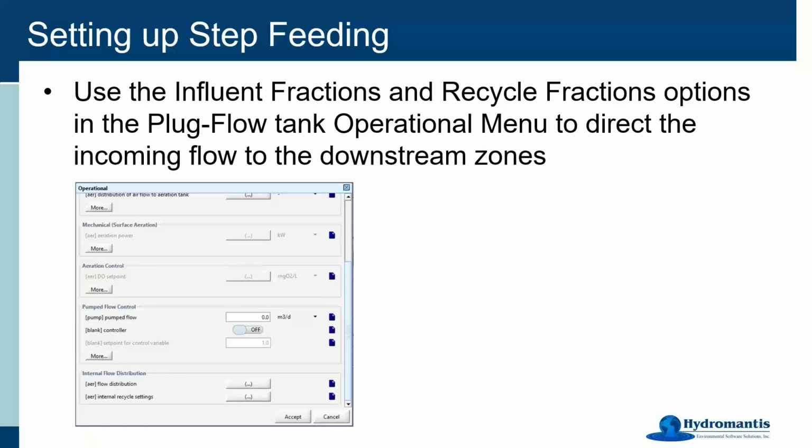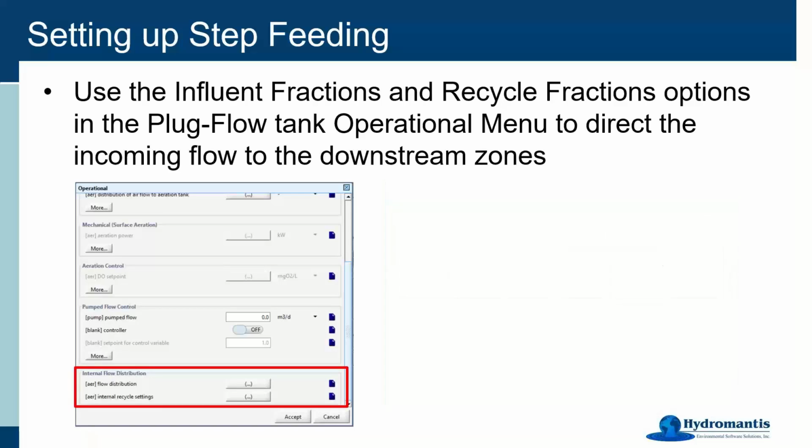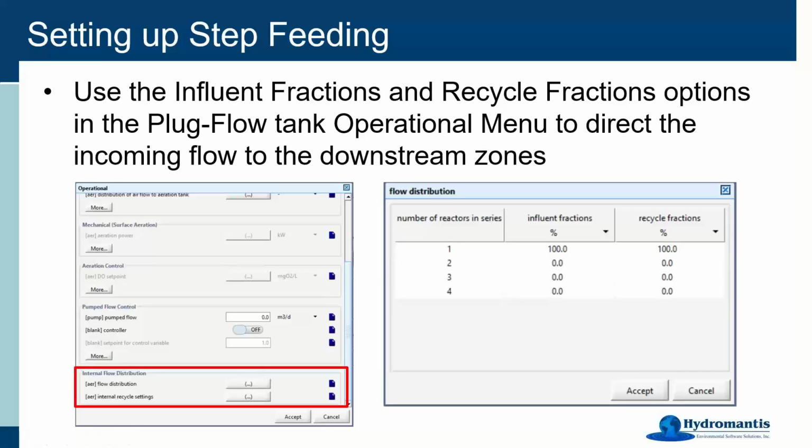step feeding. Step feeding is the idea that you're going to push a little bit of flow farther down your bioreactor. The way that you find that particular parameter, it's at the very bottom of the operational menu. It's where you direct the incoming flow into the various zones. So down here, you click on the little square button there, and you'll see that you get this menu now. By default, by the way, this is going to come up with fractions, and it's going to be 1000. I always find it much easier to see it as a percentage. So you just click right here, and that'll flip over to percent.